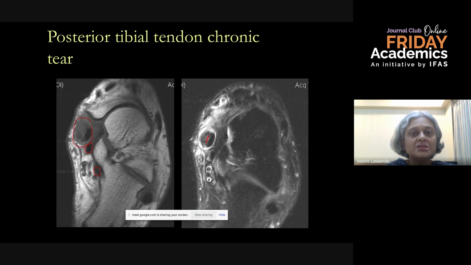So tibialis posterior tendon dysfunction, and that could later lead to lateral hindfoot impingement, subfibular impingement, and all of that can be shown very well on MR images.